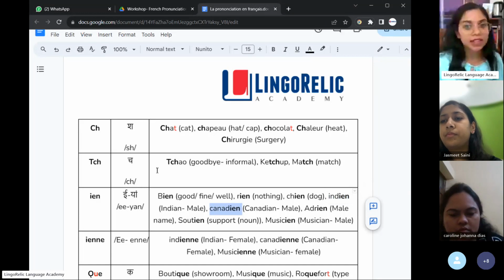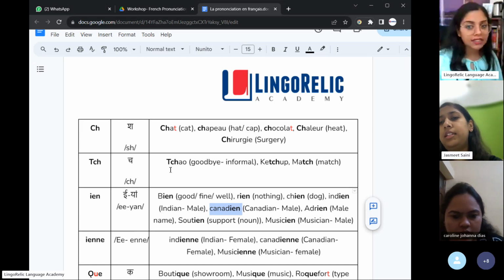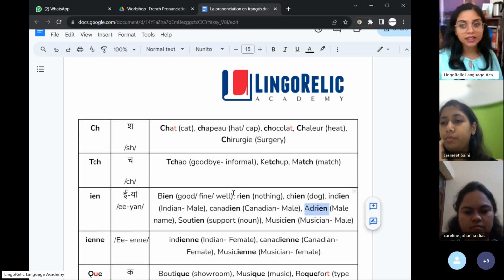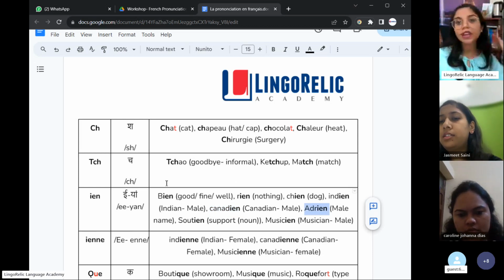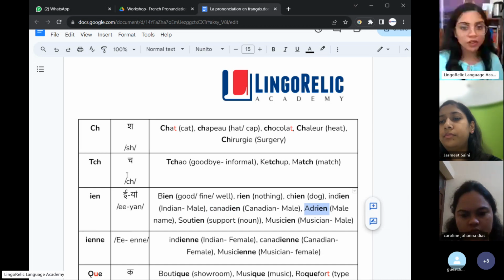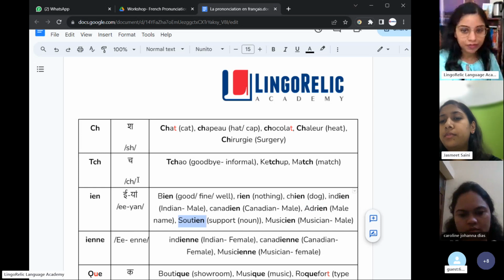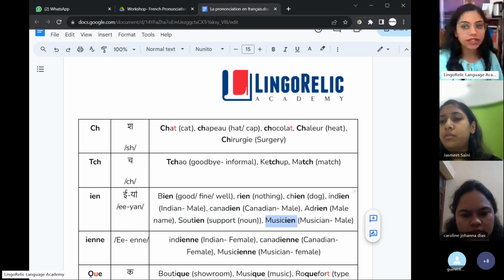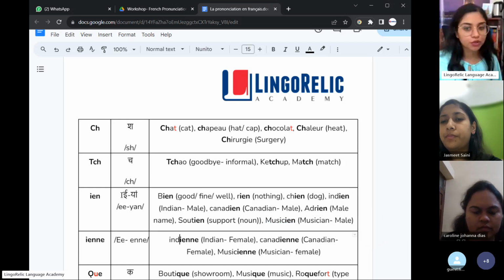And then, qu'est-ce que c'est? Canadien. That's Canadian, male nationality. Voilà. Qu'est-ce que c'est? Adrien. That's a male name in French. Qu'est-ce que c'est? Soutien. That is support as a noun. And then musicien. So male musician. That's right.